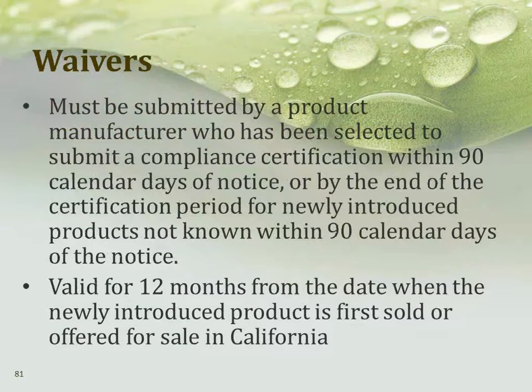CalRecycle can grant waivers from RPPC compliance for newly introduced products sold in California upon petition by a product manufacturer. A product manufacturer can petition for a waiver only within 90 calendar days of receipt of a compliance certification notice, or by the end of the certification period for newly introduced containers not known within 90 calendar days of the notice. Waivers are valid for 12 months from the date when the newly introduced product is first sold or offered for sale in California. And please remember that offered for sale includes remote sales through distributors and online sales.